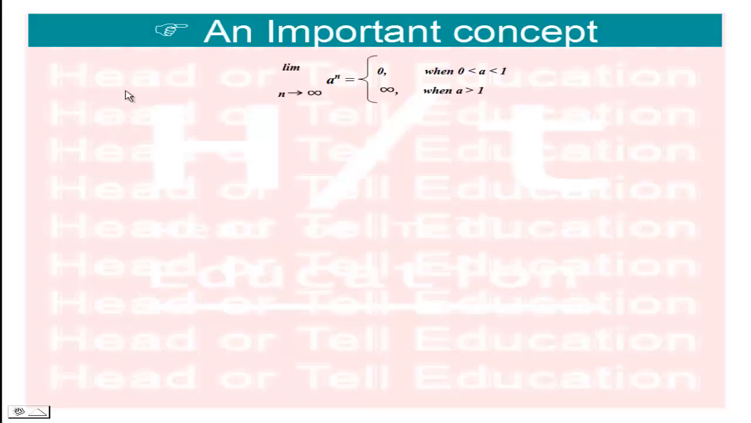Now, a very important concept related to this. The limit as n tends to infinity of a to the power n equals 0 if a is greater than 0 and less than 1, and infinity when a is greater than 1.